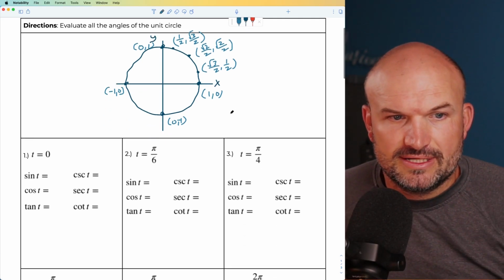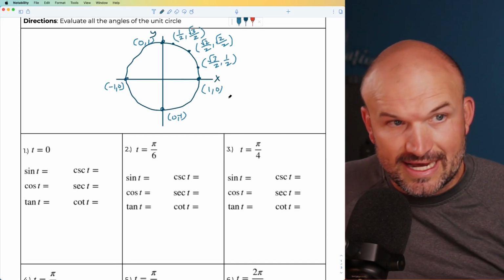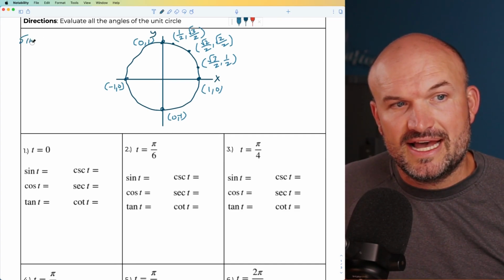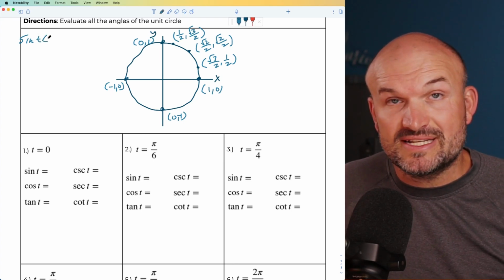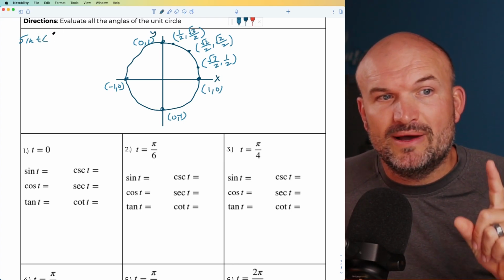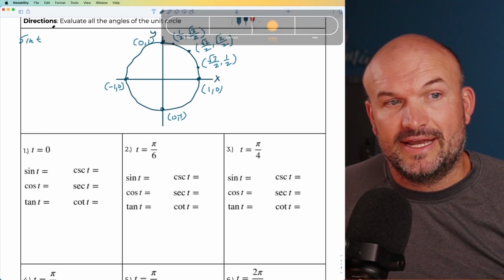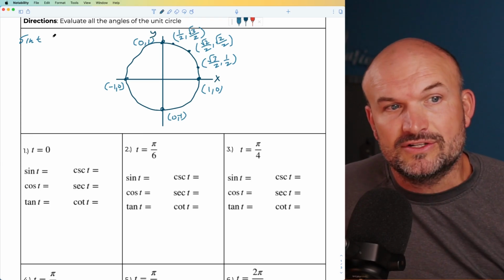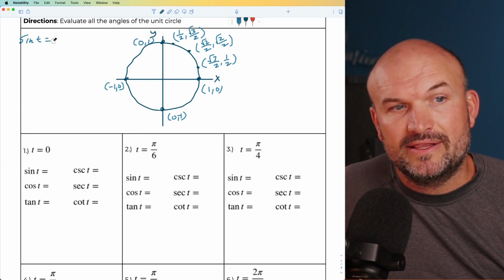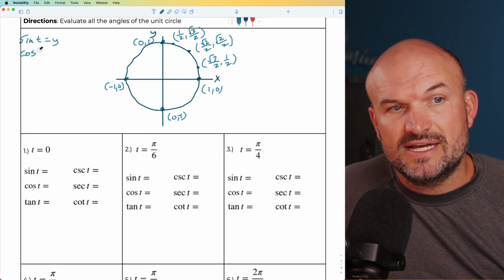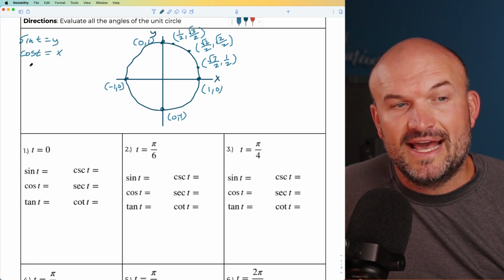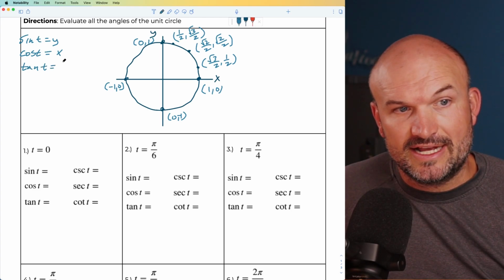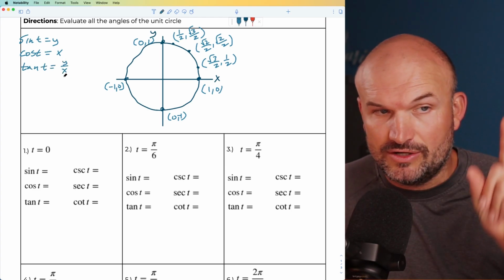As we go through this, it would be helpful to write this down to remember that when you're dealing with your trigonometric functions, and again, this is only when you have coordinate points that are on the unit circle, so don't do this when you have points that are not on the unit circle. Only when you have a coordinate point on the unit circle, sine of your angle is represented by the y coordinate. Cosine of your angle is represented by the x coordinate. Tangent of your angle is represented as y over x. So you need to know that.